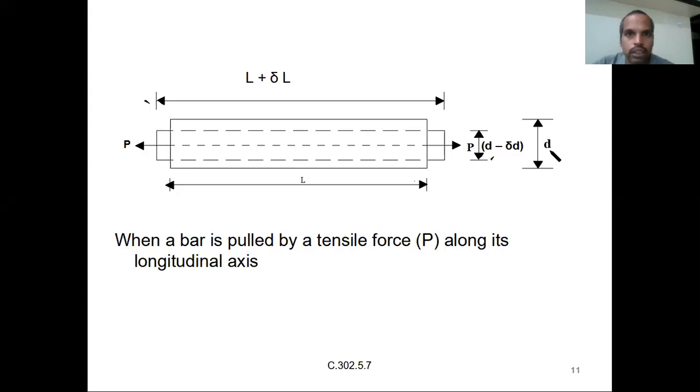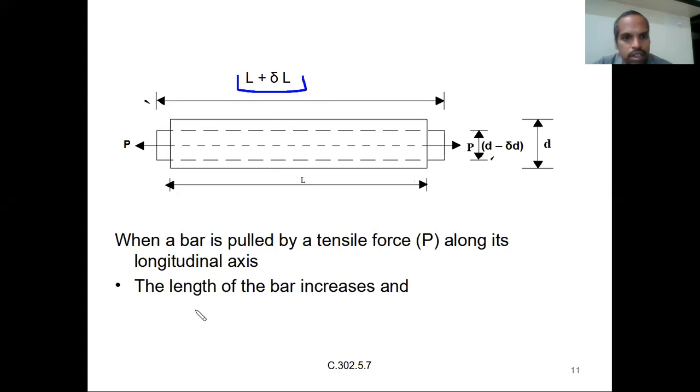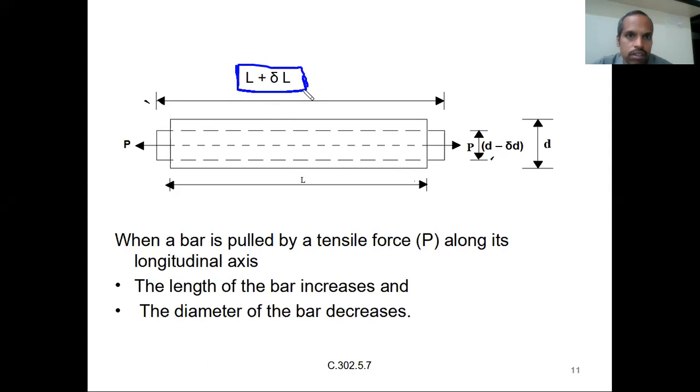Right, so like this it changes when a bar is pulled by a tensile force. Similarly, we have taken a slightly different diagram for tension. When a bar is pulled along its longitudinal axis, the length of the bar increases and the diameter of the bar decreases. That's what we have discussed. For tension, it elongates along the direction of the load, that is L plus delta L. In the same way, the other dimension decreases.